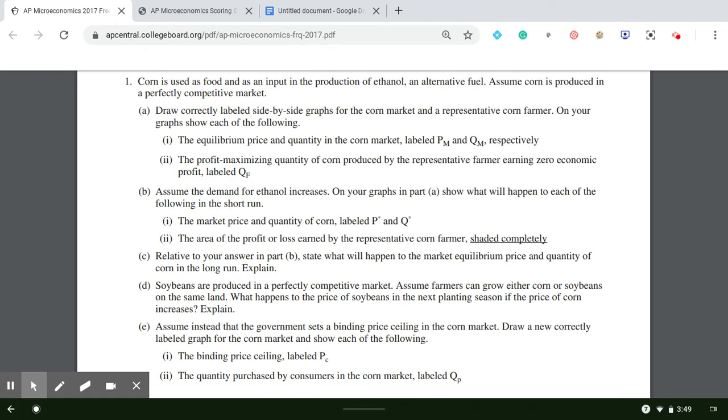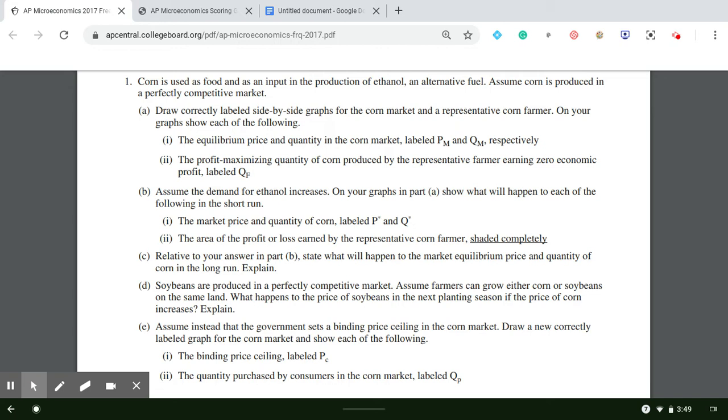I'm going to take you guys through a micro FRQ. Anyway, there's two questions on this one from 2017 that I want to go over. Let's go ahead and start on this one. Number one, the first question is usually a firm question. You'll have a perfectly competitive firm or maybe a monopoly. Less often you'll see monopolistic competition. But anyway, you have to look at firm structure and talk about that.